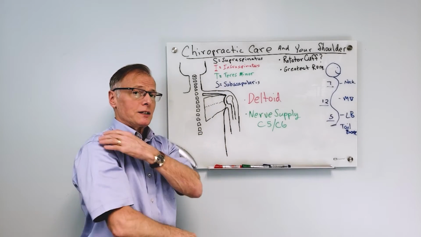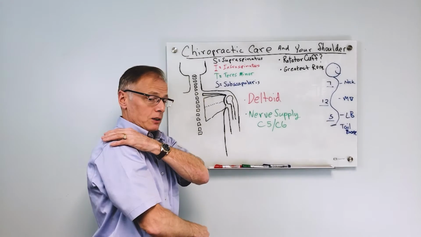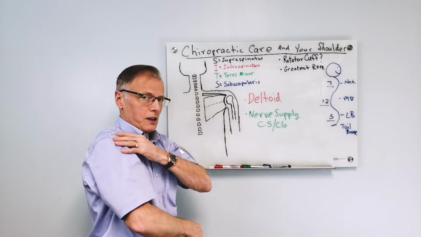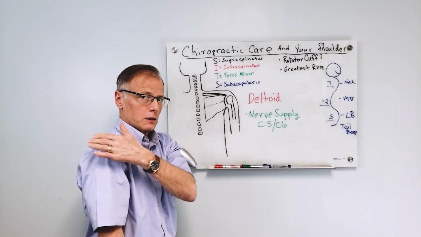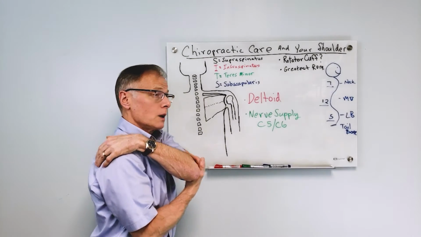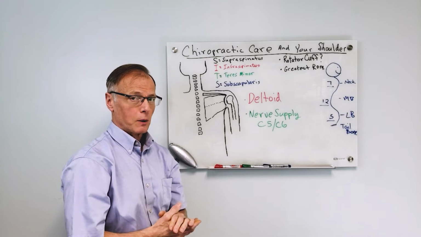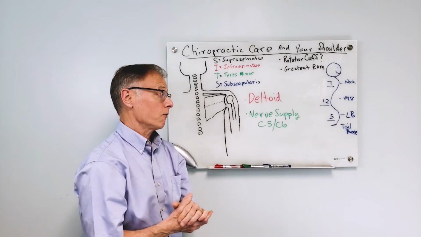Also, you have the deltoid, which is basically a muscle that kind of covers the entirety of the shoulder itself. You have the front part of the deltoid, the side part, and the back part. The deltoid is the strongest muscle of the shoulder joint itself.